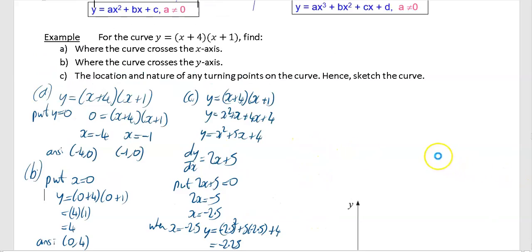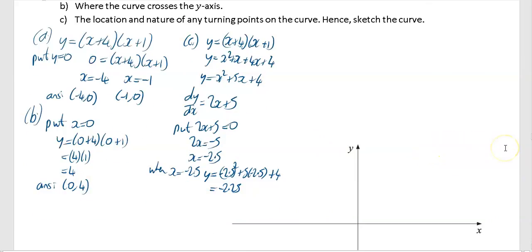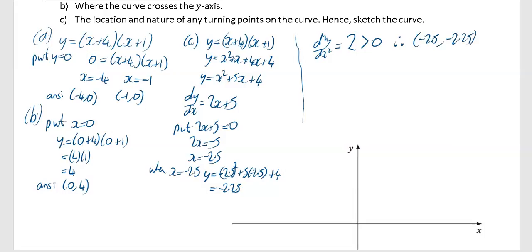I still have to see if that's a maximum or minimum. So I'm going to find my d²y/dx². To find d²y/dx², you just differentiate your dy/dx. dy/dx was 2x + 5. If you differentiate that with respect to x, you get 2, which is greater than 0. Therefore, your point, where the x value is -2.5 and y is -2.25, is a minimum turning point.